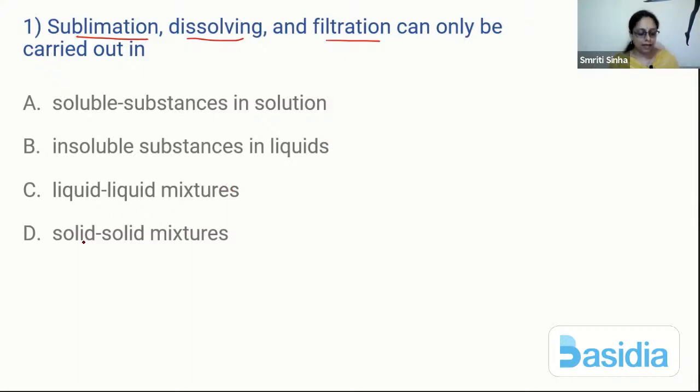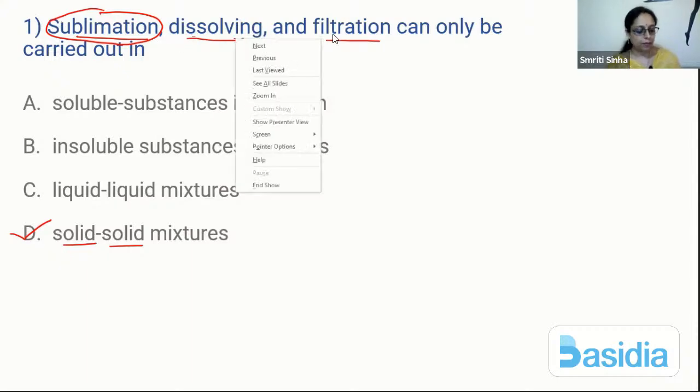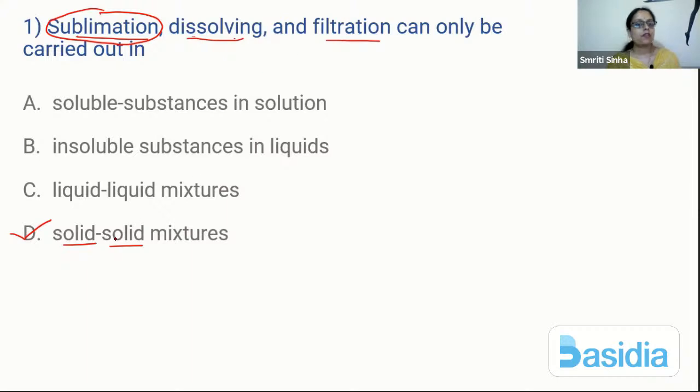So your correct answer is solid mixture, because solid mixture can undergo sublimation, because sublimation means any solid which directly changes to gas without going to liquid. So only solid can be purified by sublimation, and it can even be purified by dissolving, and it can even be purified by filtration. Therefore the answer is option D.